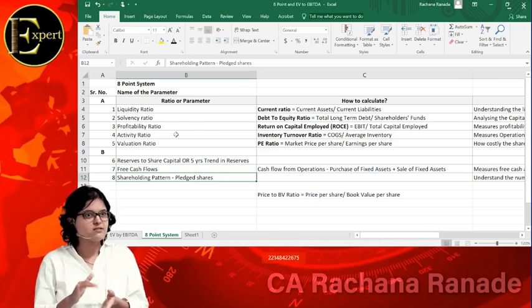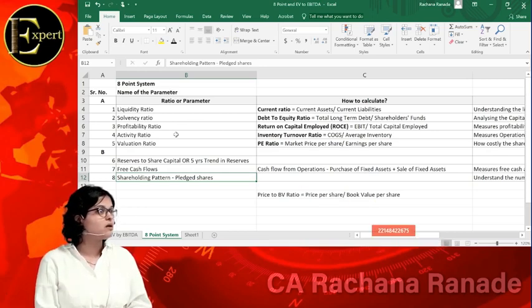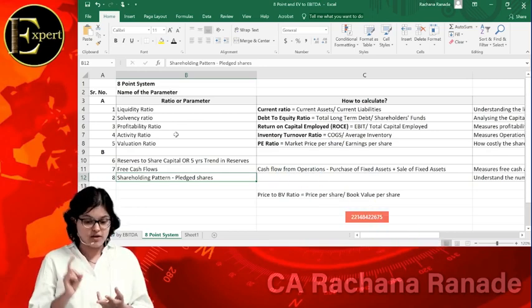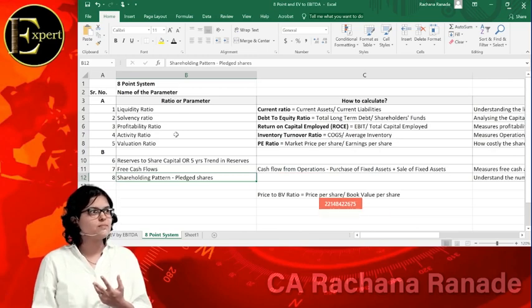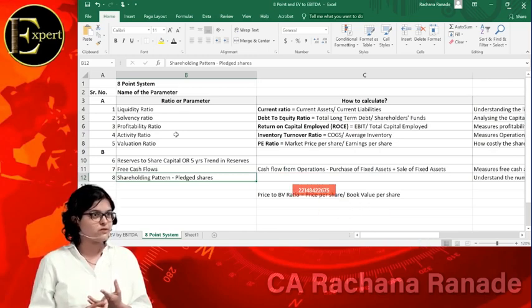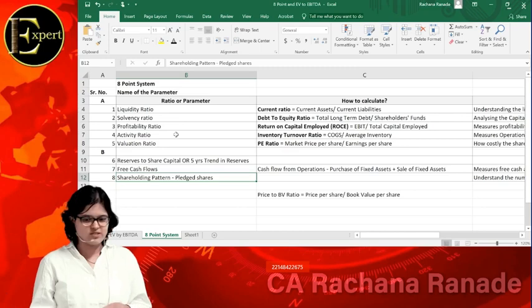If I get 6 out of 8 or 7 out of 8 or 8 out of 8, I don't go and buy the share immediately. Then I'll check what the future plans are. After that, the management analysis part starts. Okay, this is just a filter.